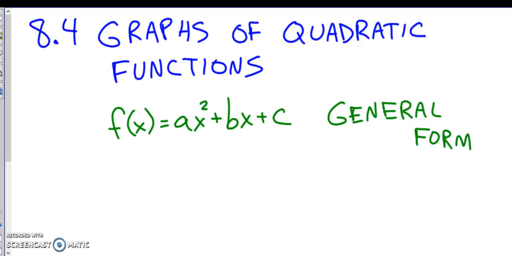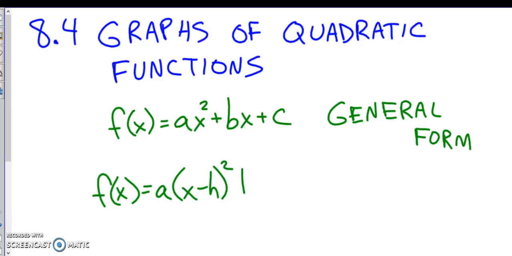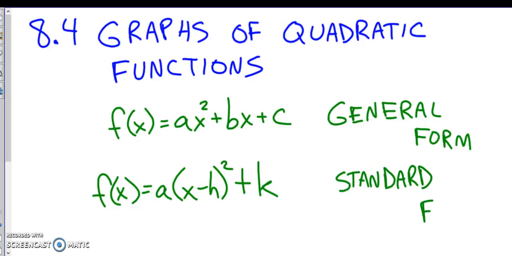There's another form for these things. It's called standard form or vertex form. It looks like f of x equals a times the quantity x minus h squared plus k. So this is called standard form or vertex form.